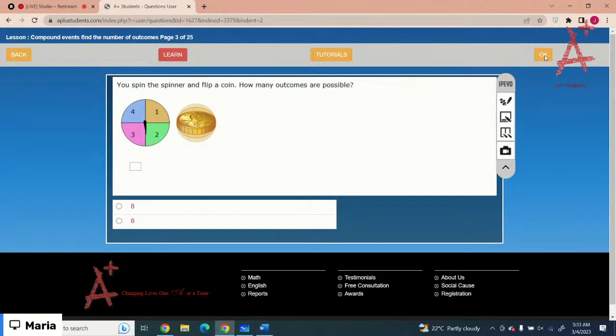You spin the spinner and flip a coin. So the total outcomes are: the outcomes for the spinner is 4 and for the coin is 2. So 4 times 2 makes 8. Got it? So that means the total outcomes are 8. Got it?